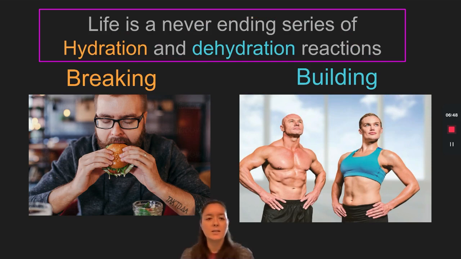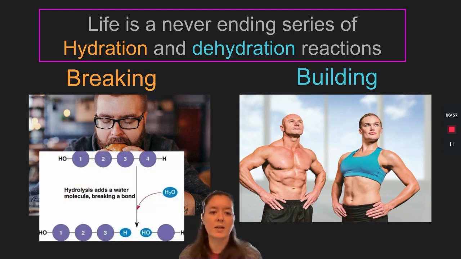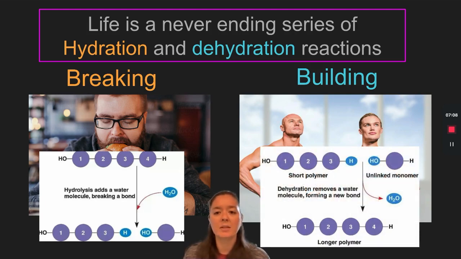Now, life is a never-ending series of hydration and dehydration reactions, that breaking and building of all of those molecules. We eat something, we break it down so that we can use those pieces to build back up things that we need, those macromolecules. Here's another diagram showing us that hydration, or breaking down. We insert water to break apart those bonds, and building, we take away water, we dehydrate in order to form those bonds to make our new molecules.